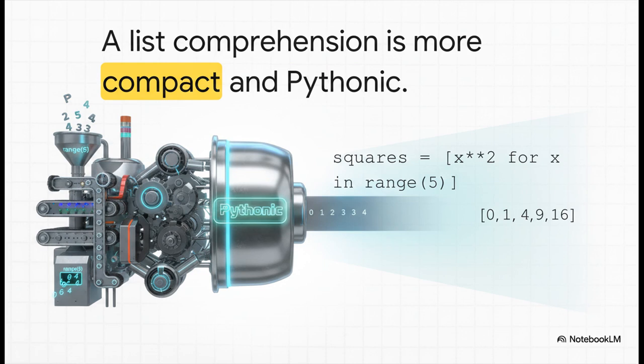It does the exact same thing as the last slide, but all in one clean, readable line. It basically reads like plain English. Give me a list of x squared for every x in my range. This is the kind of elegant code that Python is famous for.